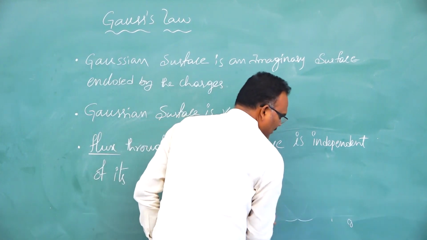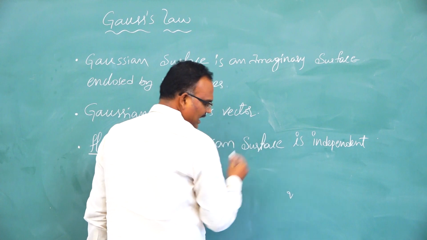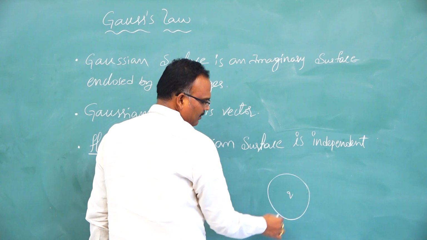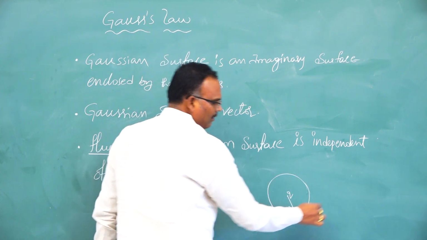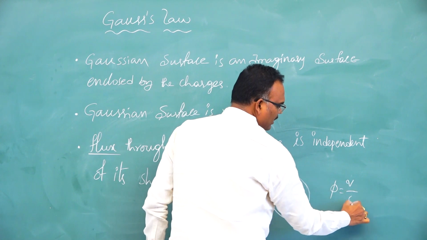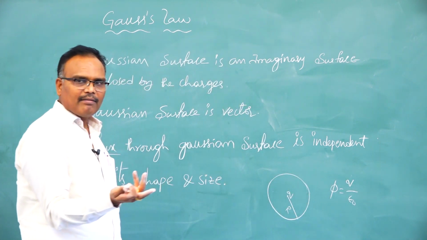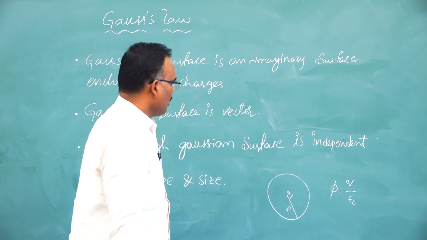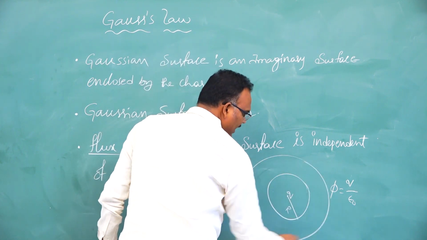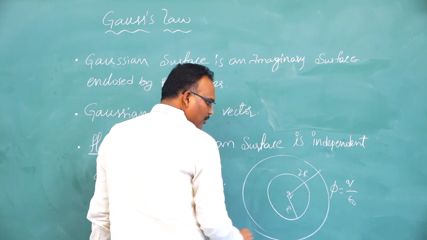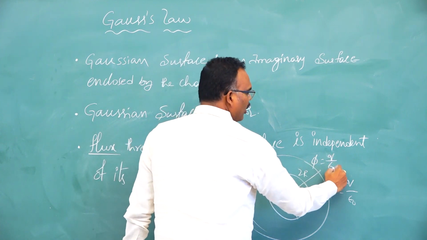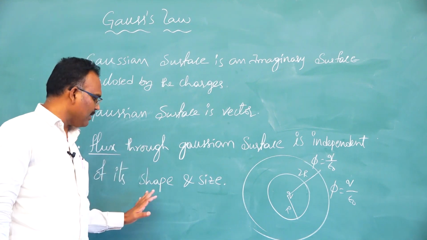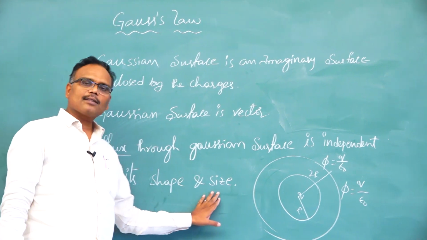Okay, second part is size. We will see that size part. For example, if you take a charge here, if I take a sphere of radius r, Gaussian surface of radius r, flux is phi is equal to charge enclosed divided by epsilon naught. That's it. Where have we used in this expression the dimensions of the Gaussian surface? No. If I draw another Gaussian surface of radius 2r, even then flux will be phi is equal to q by epsilon naught only by the definition. That means flux through any Gaussian surface is independent of both shape and also size.